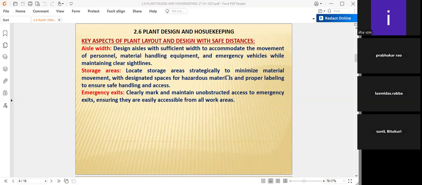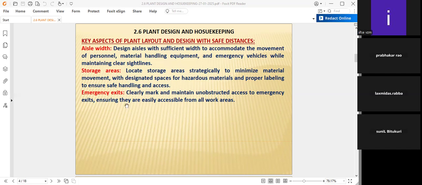And we have discussed the compatibility of material storage also. We have to see the compatibility, and proper labeling to ensure safe handling. Because as per the Factories Act and the factories rules, you have to maintain proper labeling to ensure a safe handling system wherever hazardous materials, or flammable and non-flammable materials, are handled by the organization.